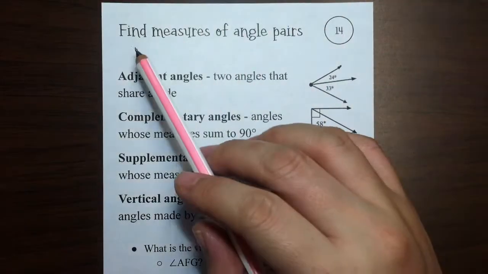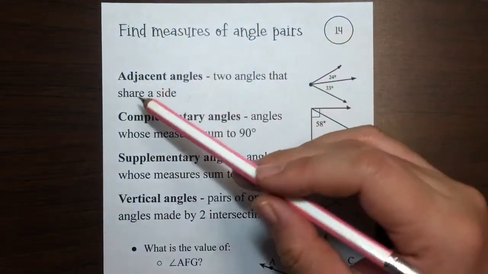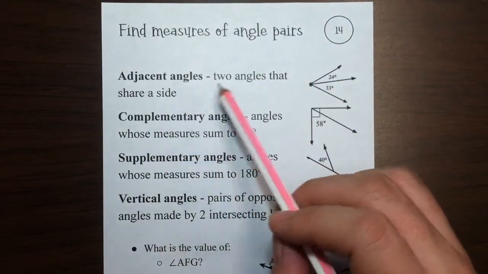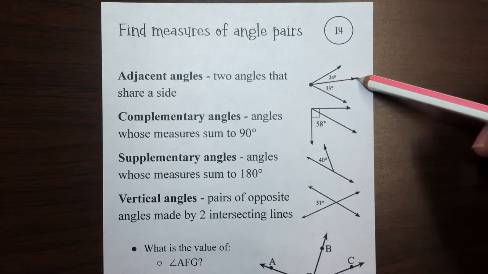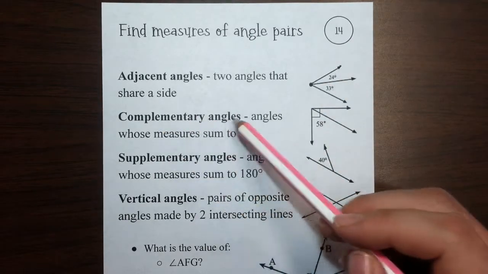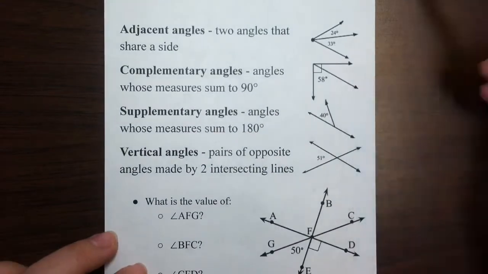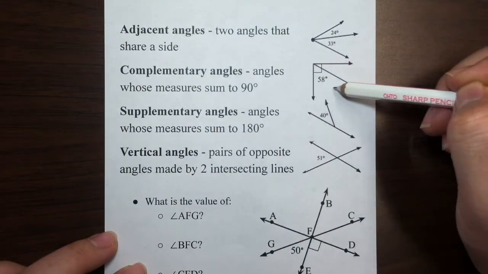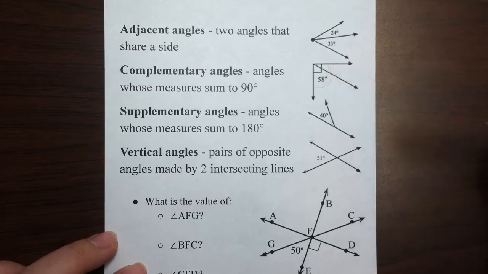Page 14 of the notes, we are finding measures of angle pairs. Remember these definitions. Adjacent angles are two angles that share a side, so like these two share a side. Complementary angles are angles whose measures sum to 90 degrees. So for example, I have this angle here, 58 degrees, and then the second angle together make 90 degrees.